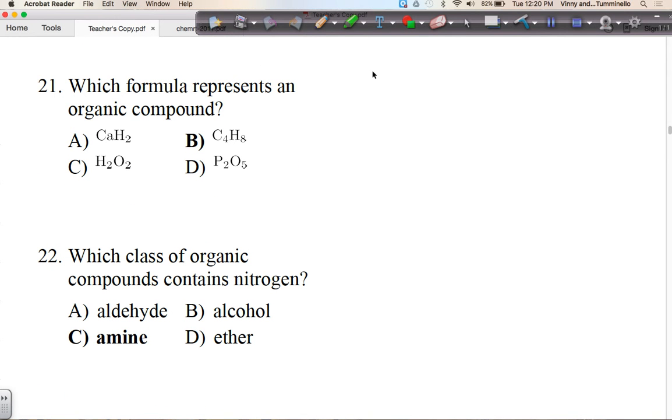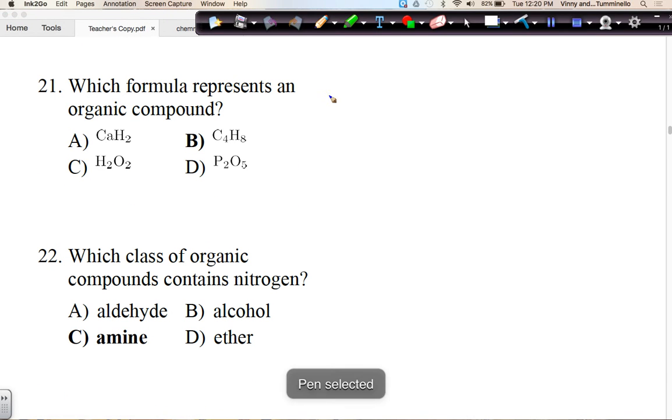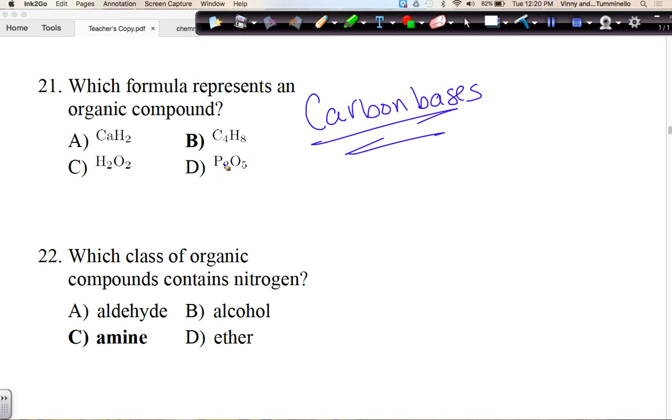Number 21, which one represents an organic compound? Remember that organic compounds are going to be carbon-based, but not carbon dioxide.